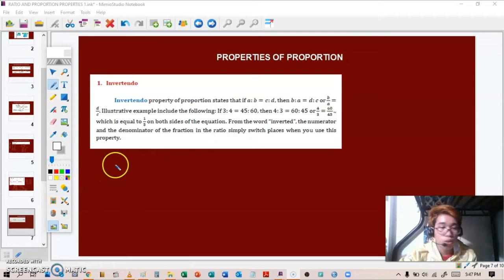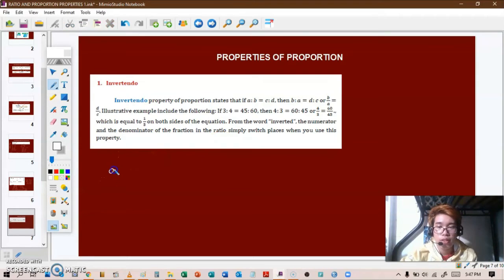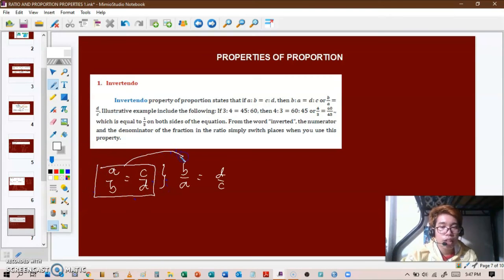Okay, so to write that in fraction form, let's say, for example, A over B is equal to C over D. Therefore, B over A is equal to D over C. It's kind of like just inverted. So from this initial assumption, we inverted it to this type of proportion.